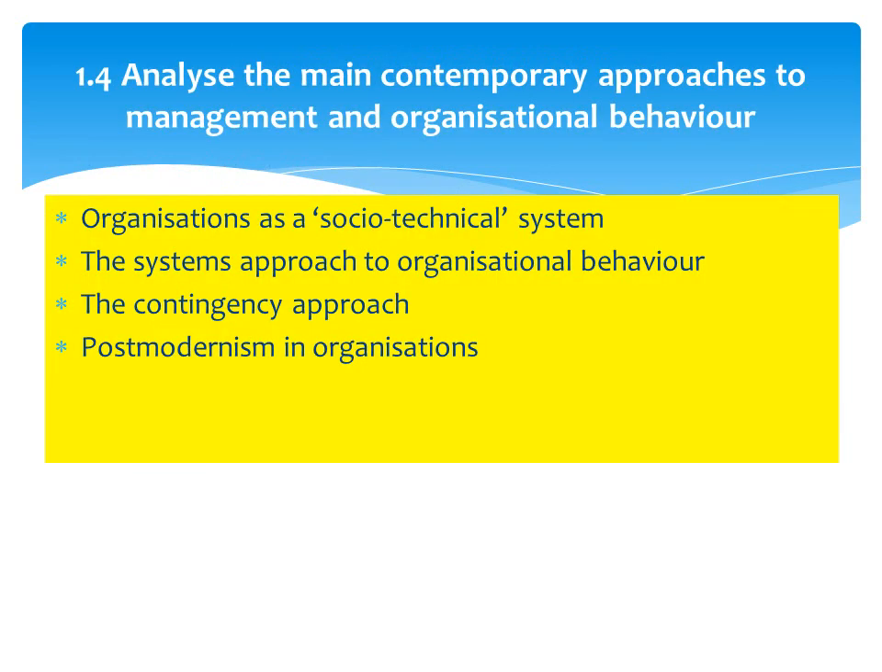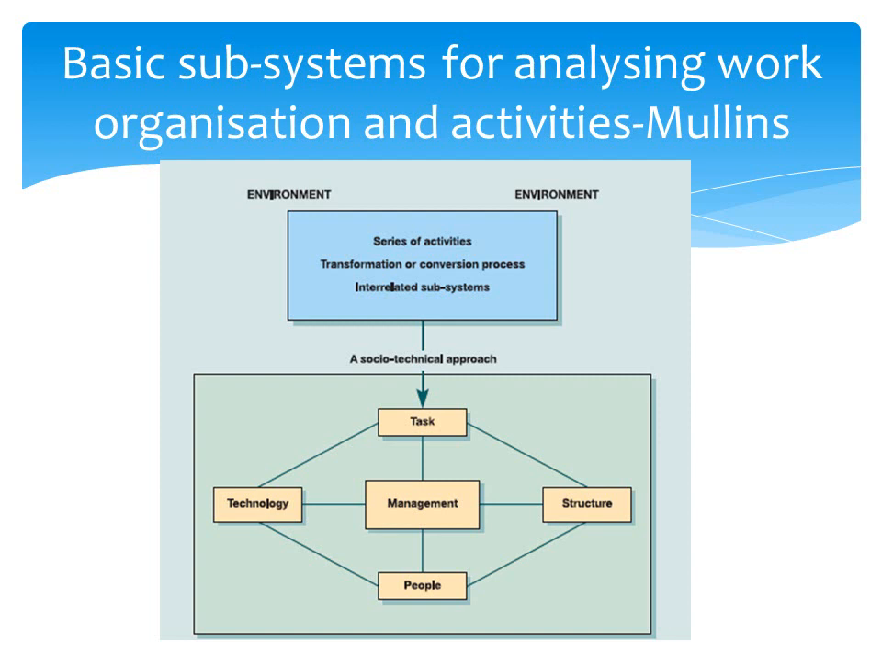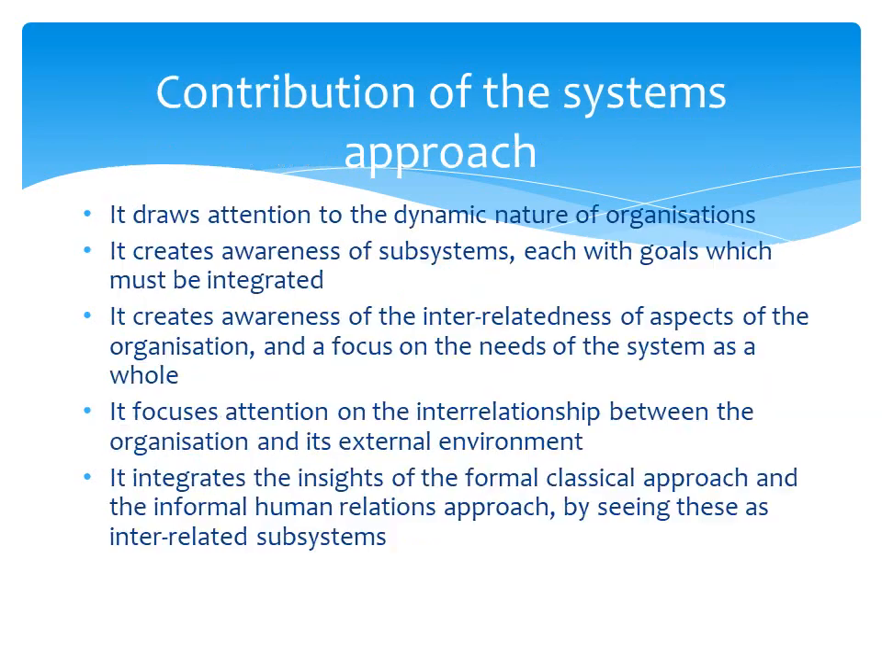And then we've got the final bullet, which is about new approaches, which we've partly mentioned: postmodernism, contingency, systems, and socio-technological systems. There were a couple of slides earlier that went into this. We've got the schools there, from classical to contingency, and this section's about systems and contingency. The systems approach recognises there are inputs and outputs, but there are many systems that interlink. So Mullins' viewpoint is these are the five most important subsystems.